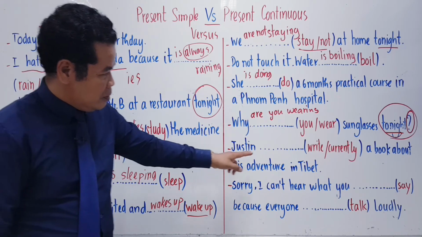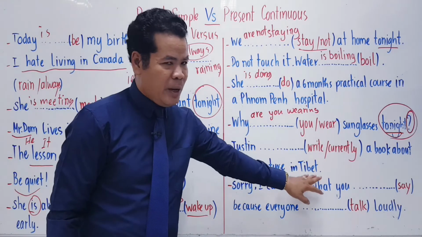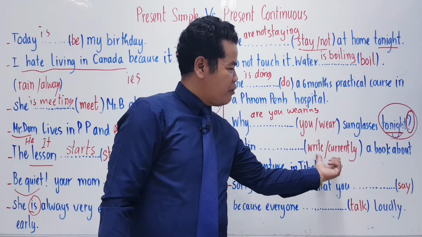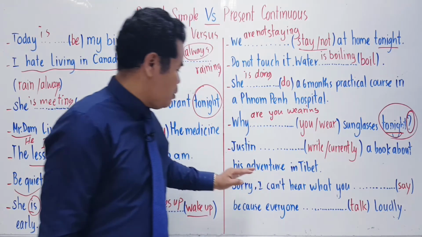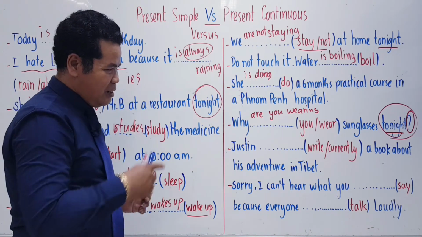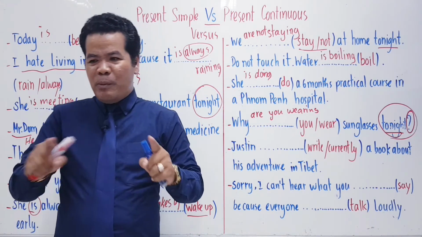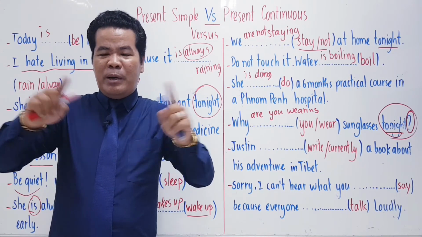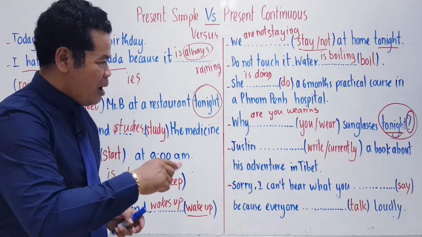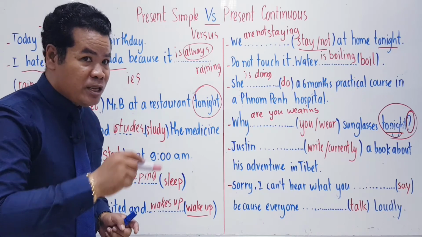Justin, blank, write currently a book about his adventures in Tibet. Again, Justin, blank, in the bracket write, currently a book about his adventure in Tibet. So just imagine, is he doing it right now, at the moment of speaking, or around the moment of speaking? He must be doing it around the moment of speaking. Now he is writing his adventure book. But it's not finished yet.